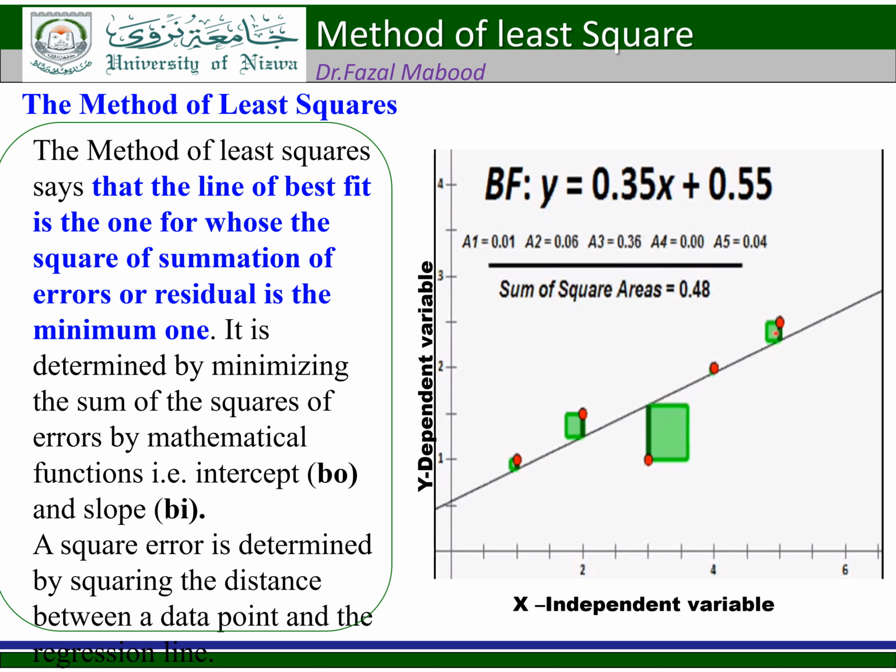So according to the method of least square, the line of best fit is the one for which the summation of square of error is the minimum one. This is the square of one error, this is for another one, and here another one, and the summation of square of all errors is the minimum one. So the line for which the summation of square of error is the minimum, that line will be the line of best fit. Here you see the sum of square of error for this regression line is 0.48.